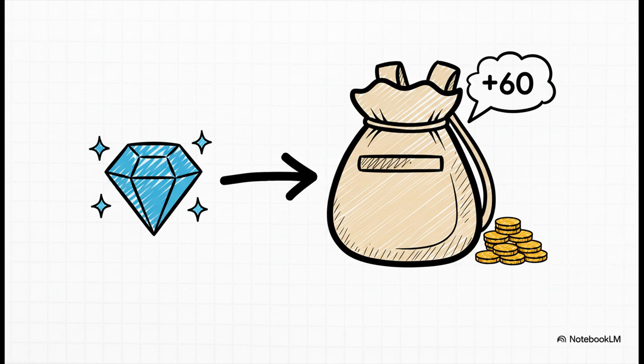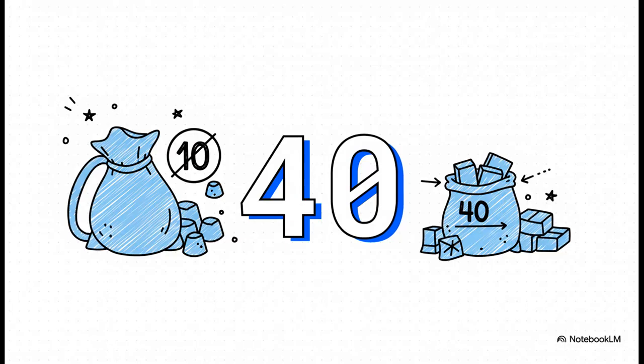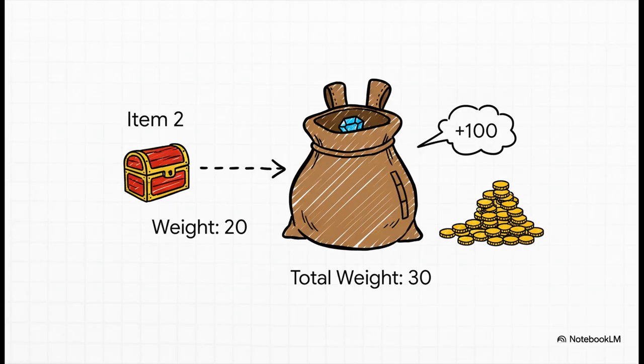We'll take the whole thing. Boom. We've added 60 to our total value. Okay, so we've used up 10 units of space, which means we now have 40 left. Next up on our density sorted list is item 2. It weighs 20, we have 40 units of space left, so yeah, that fits no problem.